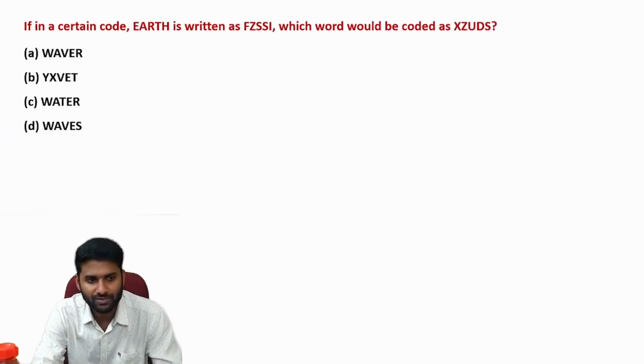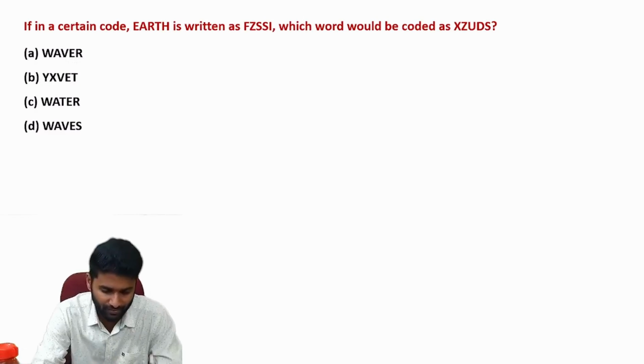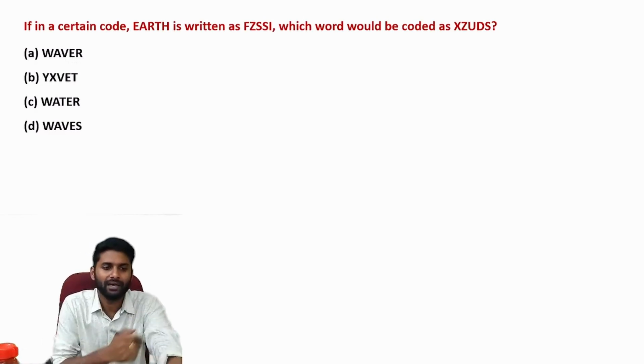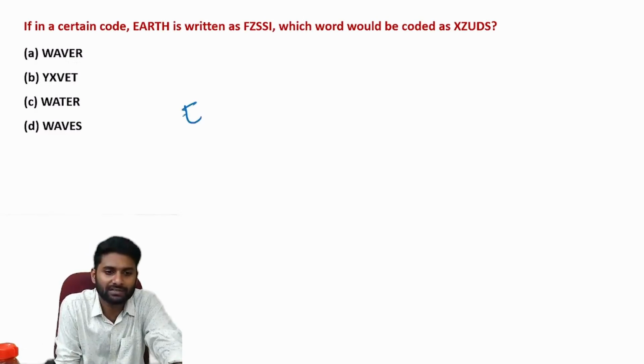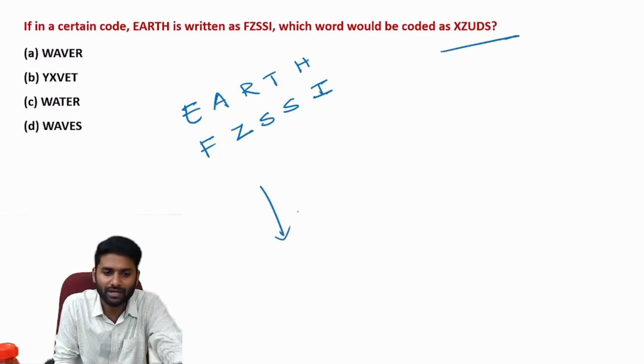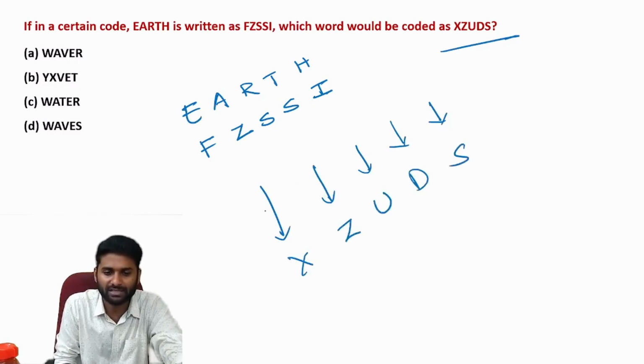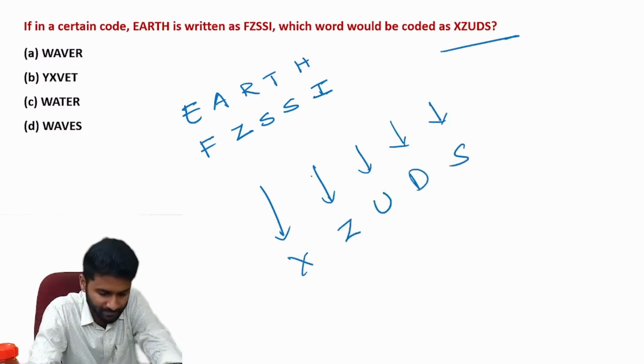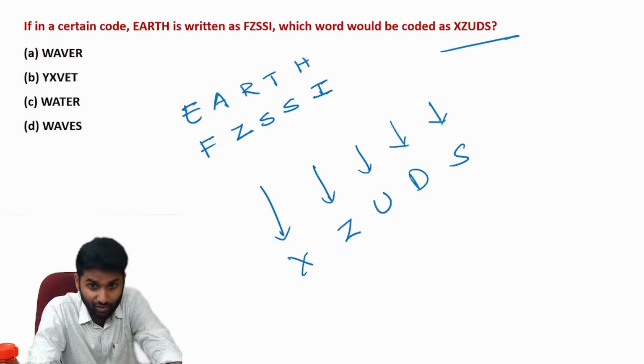Next, let's go through this question. Again, a question from coding and decoding. In a certain code, EARTH is coded as FZSSI. Then, which word is coded as XZUDS? They are already coded with a word XZUDS. Now, what about that word? Understand this question.